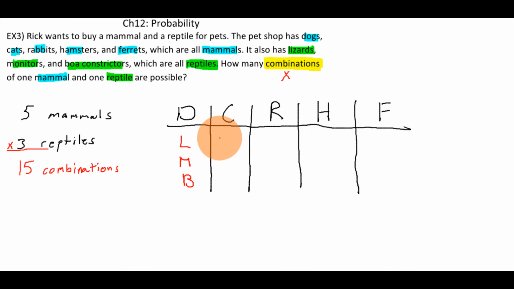And I could do that here in the second group. Rick might not want to buy a dog. Rick might want to buy a cat. So I'm going to list lizards, monitors, or boa constrictors again. Well, if Rick buys a rabbit, then we have lizards, monitors, and boa constrictors again. And the same thing will happen for hamsters and ferrets. So let's just continue on with our list. And if we were to actually add up all of the different possibilities within the sample space, there are 1, 2, 3, 4, 5, 6, 7, 8, 9, 10, 11, 12, and 13, 14, 15 combinations again.